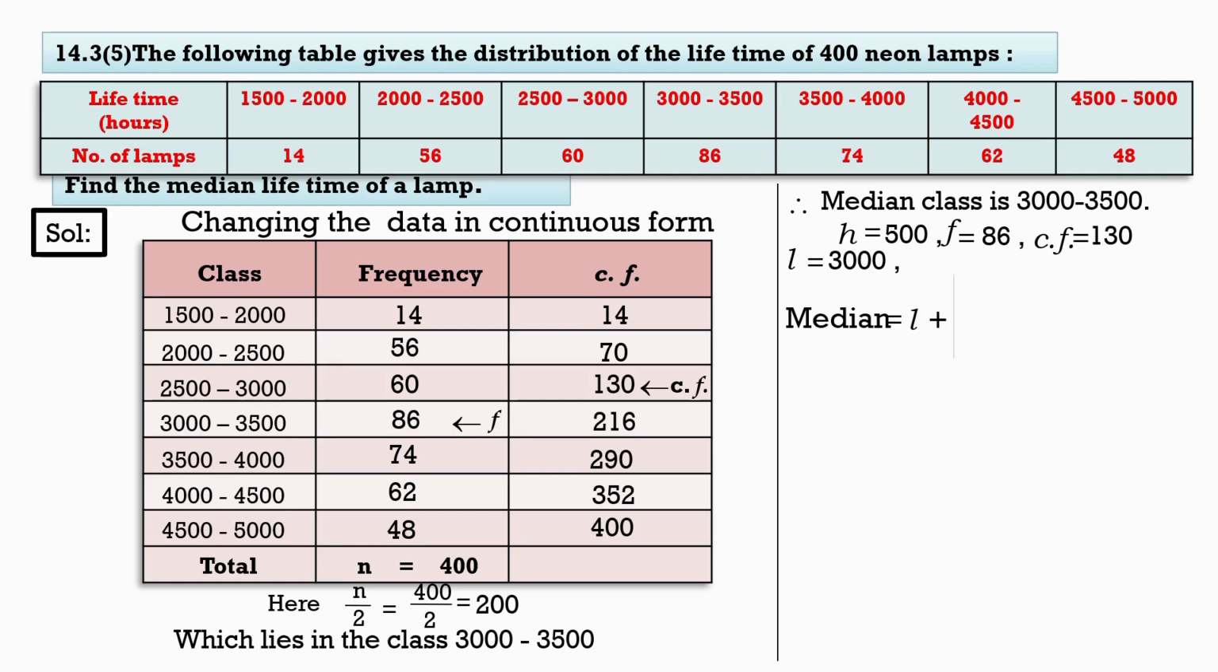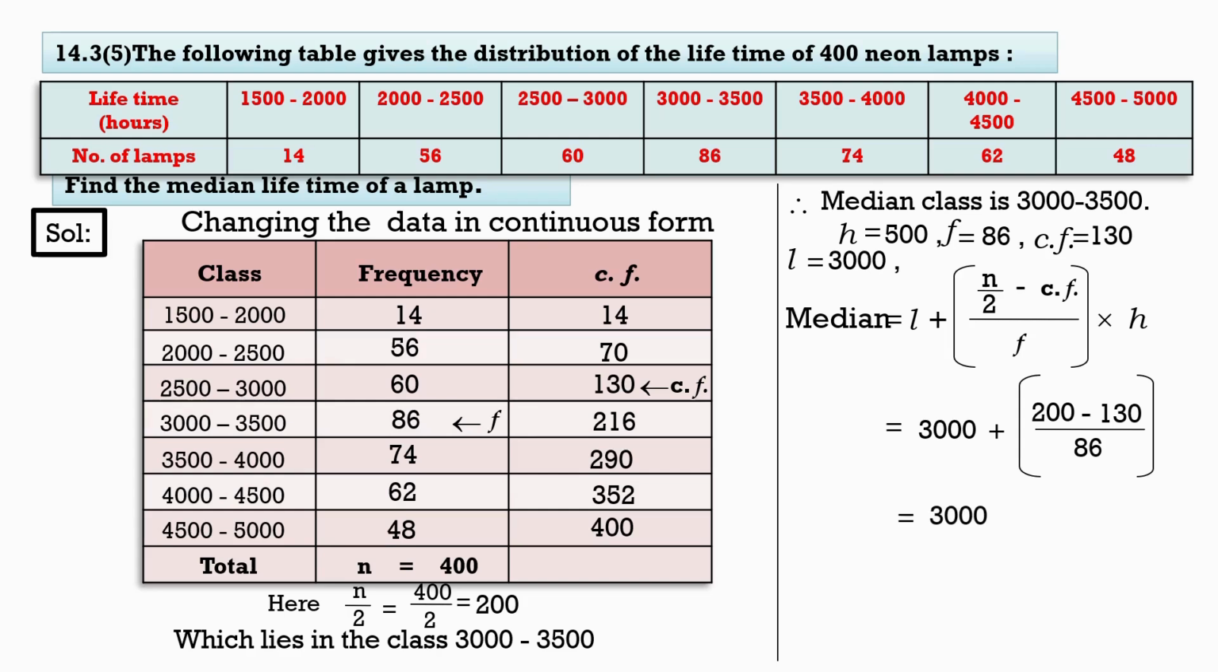So L plus n by 2 minus CF by F into H. So 3000 plus, now put all these values over here. Now 86 into H, that is 500, is not written over here. It should be 200 minus 130 by 86 into 500 in the previous step. So that into 500 is missing in this step. While you are solving in your copy, you should mention that.